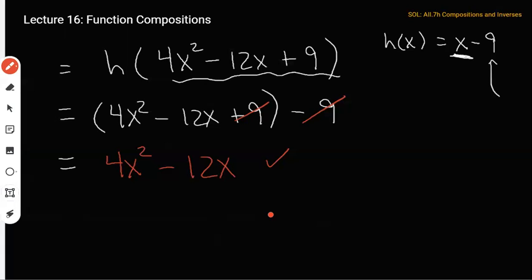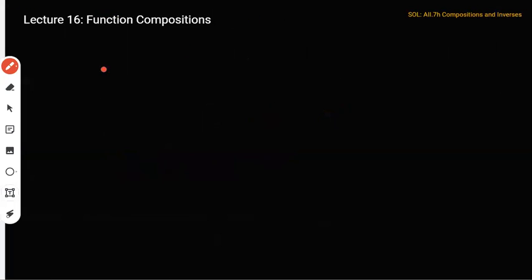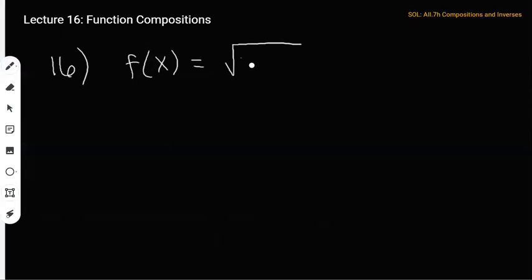Okay, so that was number 11. The last one that we're going to do together is going to be number 16. So let's try number 16 together. Okay, so 16 is going to give us 2 different functions. I have f of x is equal to the square root of x minus 5. And I've got g of x is equal to x squared plus 5.